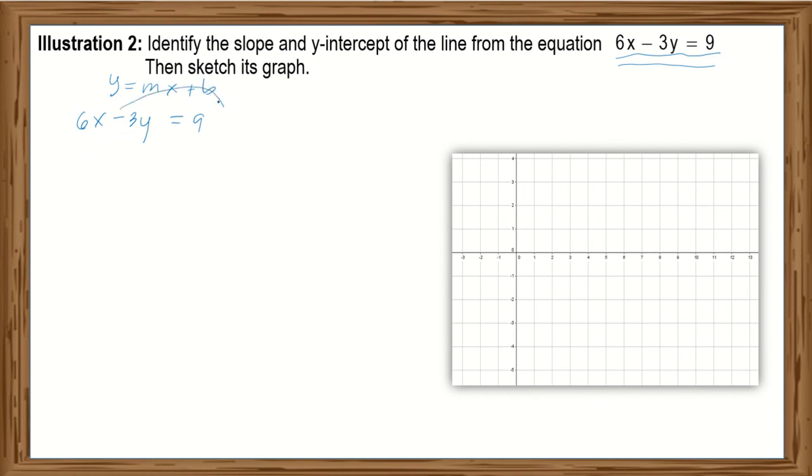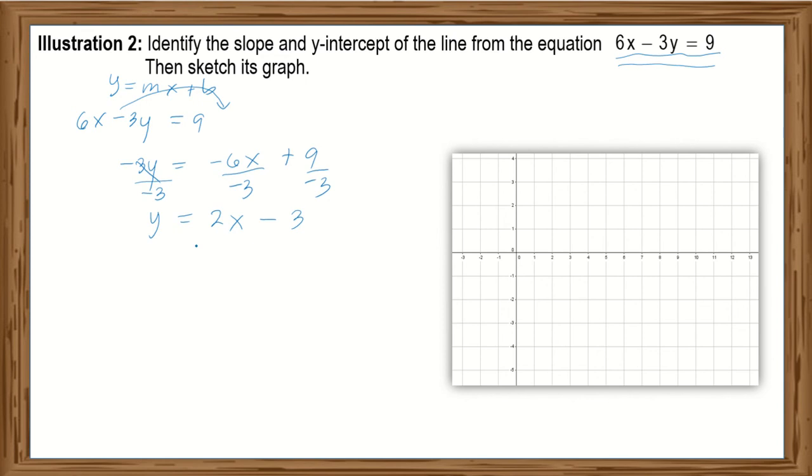So we are going to transpose 6x. It becomes negative 6x. Then just copy 9. Then what's here is negative 3y. Okay. We need y here. So we need to isolate it by dividing all terms by negative 3. So we have y now is equal to negative divided by negative is positive. 6 divided by 3 is 2. Just copy x. Then positive divided by negative is negative. 9 divided by 3 is 3.